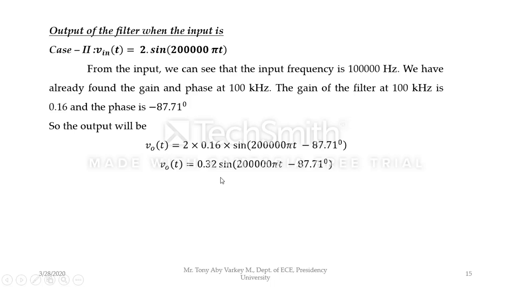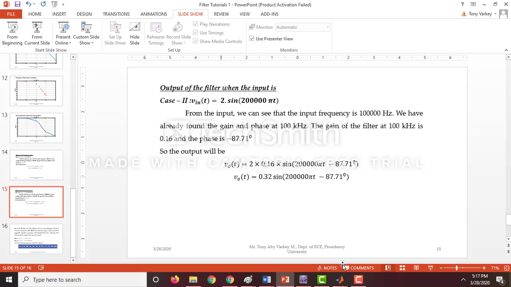You can see that the output amplitude is drastically reduced. Earlier the amplitude was 2, now the amplitude is only 0.32, which means that this high frequency is actually stopped by the filter. Clear? So this is the tutorial first part, that is the design of an active low pass first order filter. Now let us see what happens in the simulation.